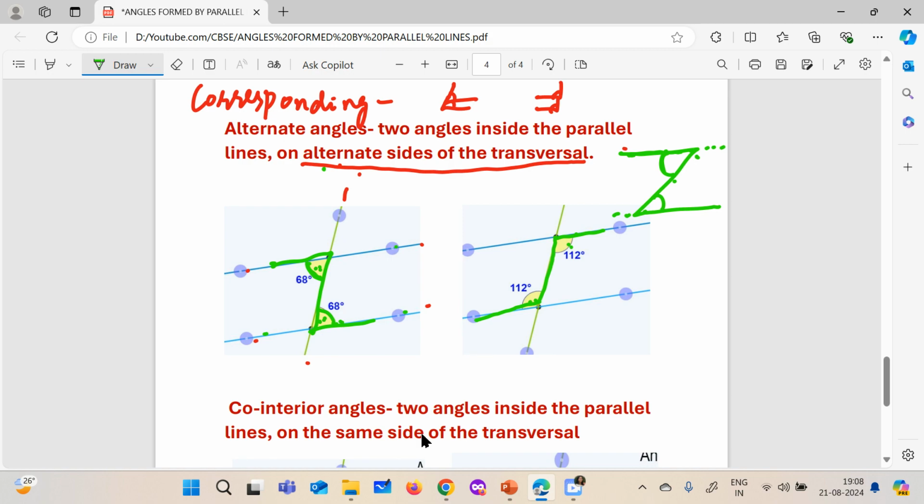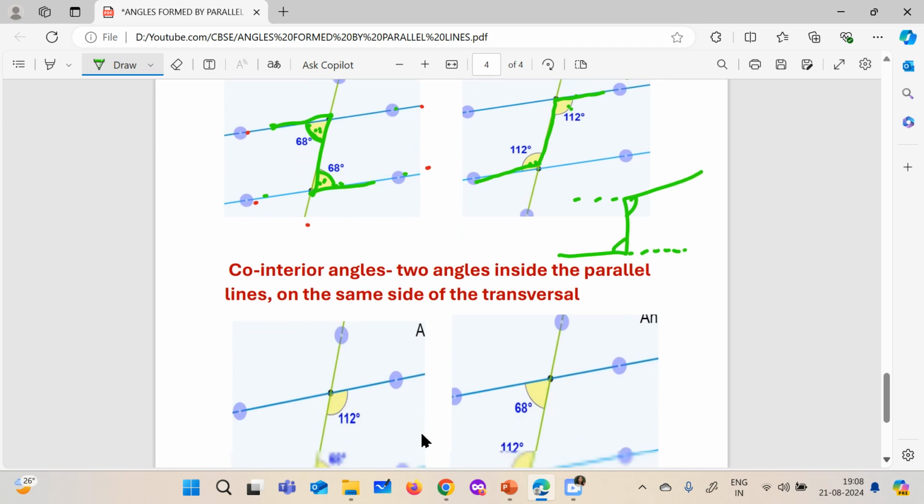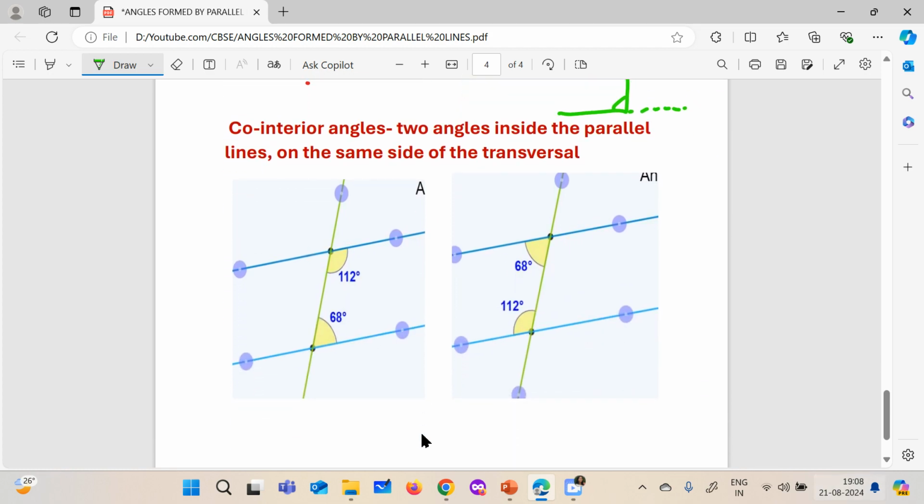Hope this is clear to you. And now for this side also you will have it like this. So this and this is a pair of alternate angles, right? And alternate angles are always equal. So this you must keep in your mind. Alternate angles are always equal. Corresponding angles are always equal. Now let's move to another angle.